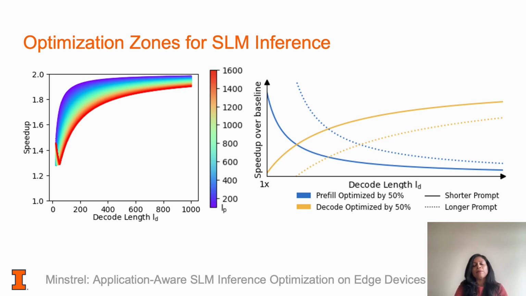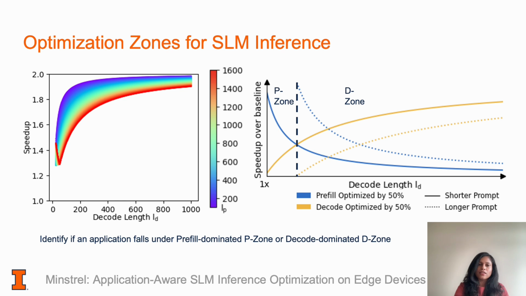We observe that the application space, consisting of different combinations of prompt and decode lengths, can be divided into a prefill-dominated P zone and a decode-dominated D zone. Thus, if we are able to identify which zone an application falls under, one can make very targeted system optimizations for improving the SLM inference.